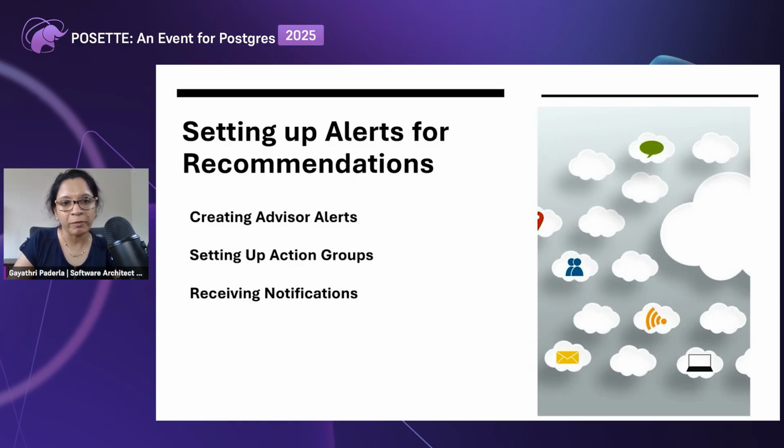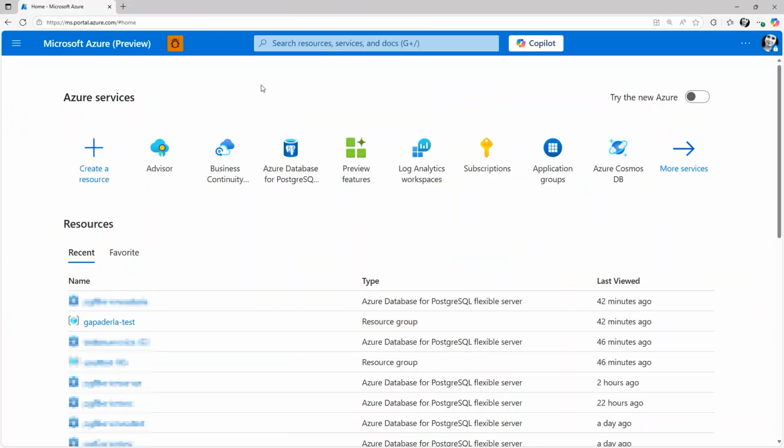In this demo, we will go through how you can create those Azure Advisor alerts, set up the action groups, and receive the notifications. Let's get to the Azure portal to see how to create your Azure Advisor alerts. Azure Advisor alerts will help you proactively receive alerts on your recommendations for your server on your phone or email. Let's see how to set them up.